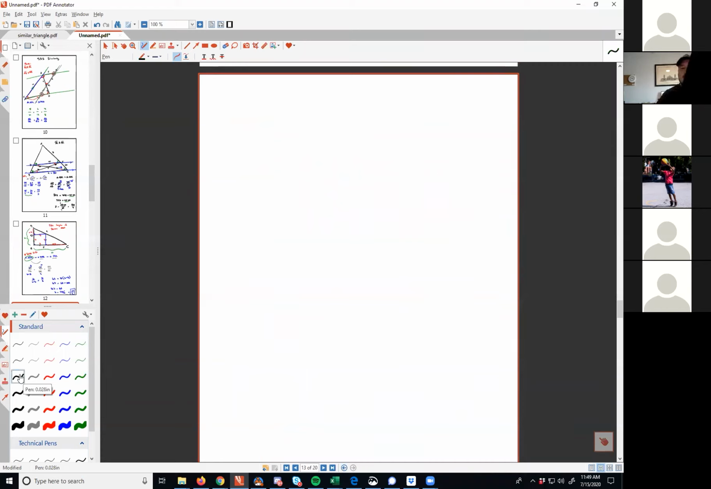Now here's something that we've already talked about very briefly once today, which is what happens when we drop an altitude in a right triangle. And I'm going to go ahead and label some things here.